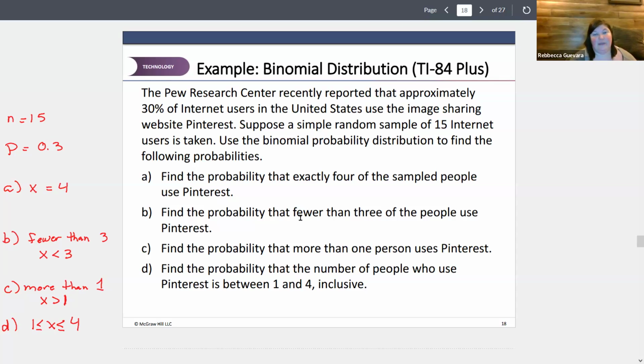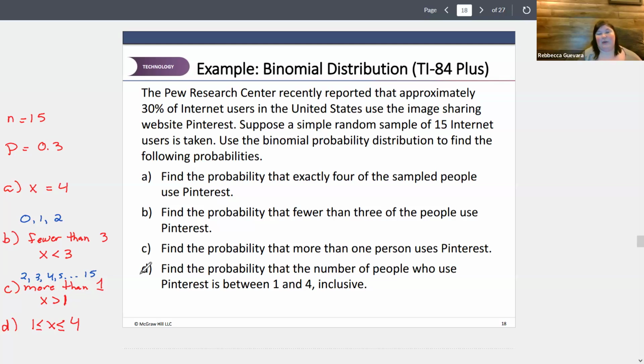Then we have the probability that fewer than 3 people use Pinterest. So when we say fewer than 3, that means anything less than 3, but 3 cannot be included. So we have X is less than 3. What that's implying, because when we do binomial probabilities we're not going to have negative numbers, is that I'm looking at 0, 1, 2 successes here. More than 1, this is when it was like 2, 3, 4, 5, all the way up to 15. So X is more than 1. X can't be 1, it has to be something greater than that.